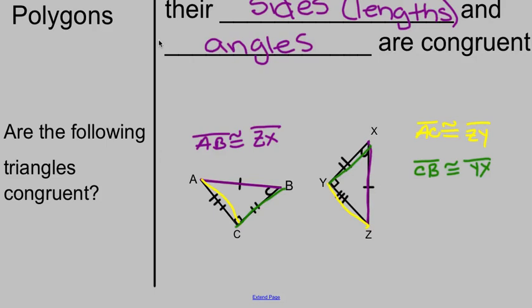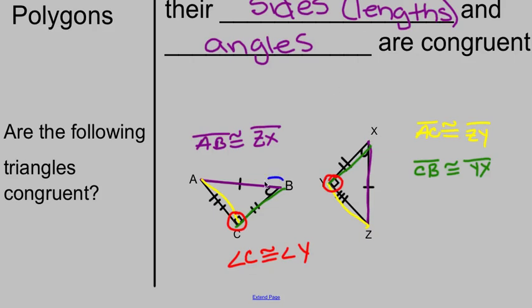All right, so we have proved that these are congruent based on their sides, but we still have to prove it based on their angles. So I'm going to look at this angle here first, angle C. Angle C, is it congruent to an angle? Yes, it is congruent to angle Y. They are both right angles. That one was pretty easy.